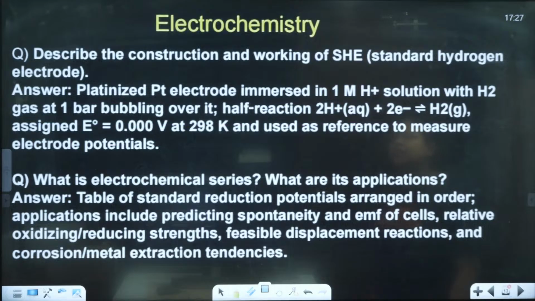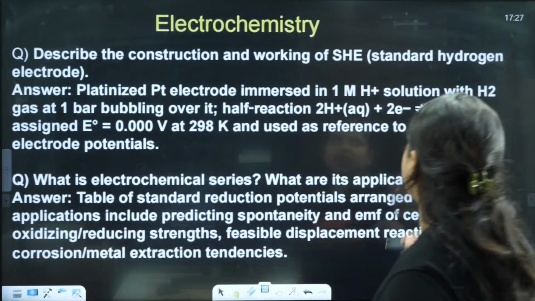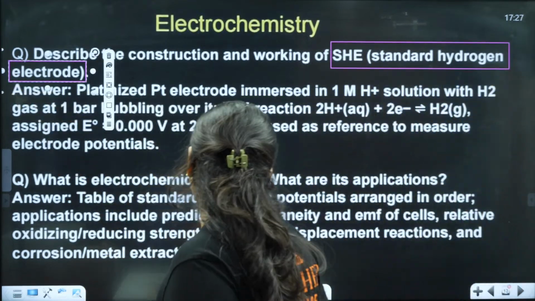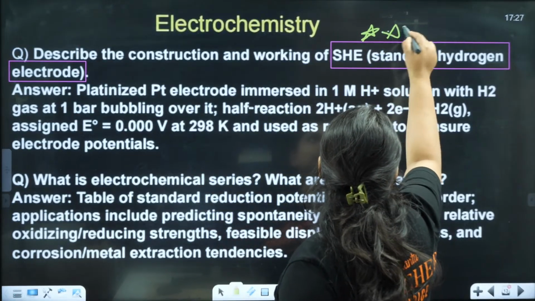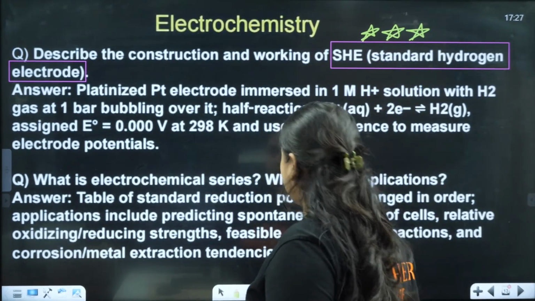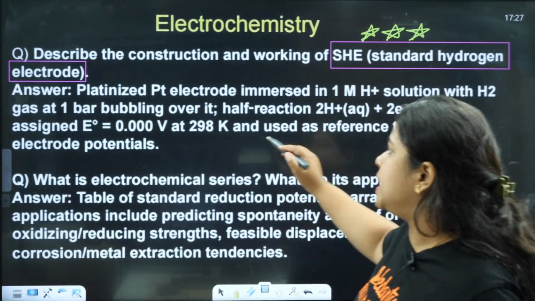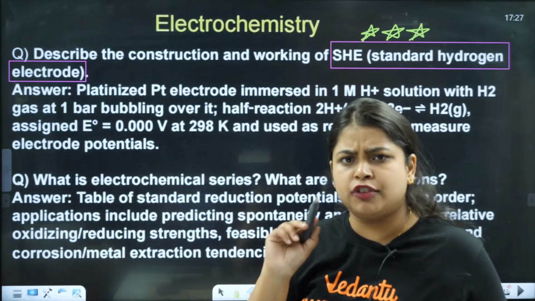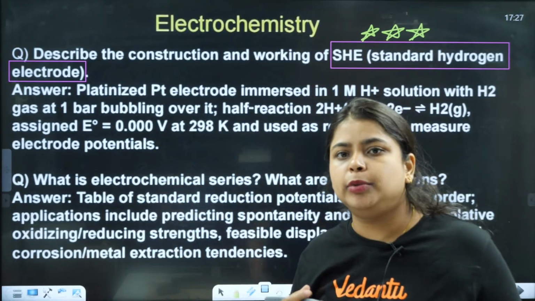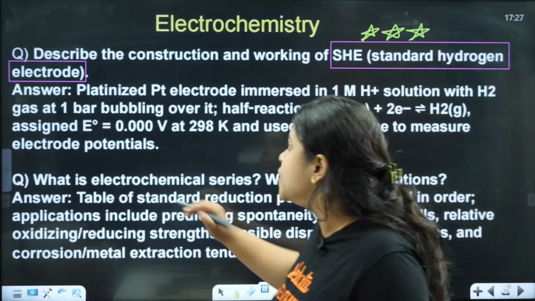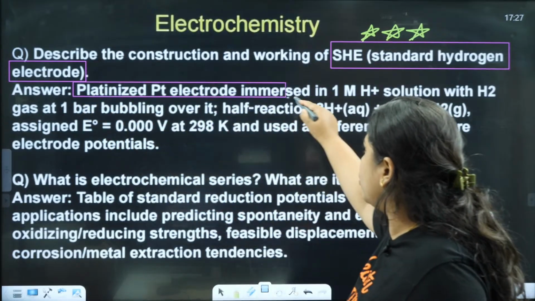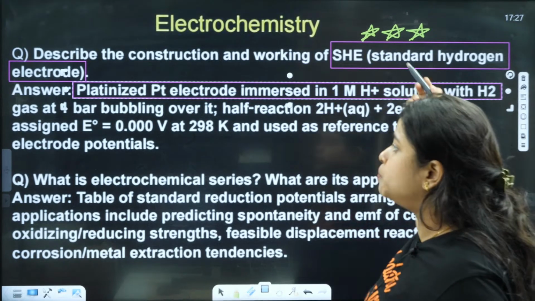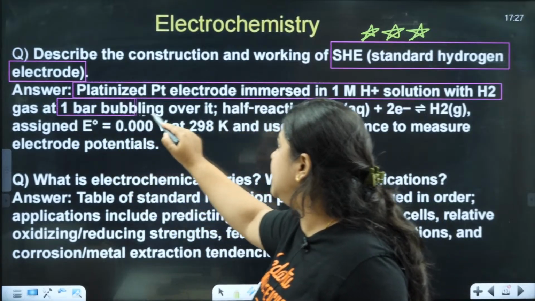Describe the construction and working of the standard hydrogen electrode. This is very, very important, guys. This is going to come a lot of times, it has repeated many times. Take a platinized Pt electrode, painted black, because it is more effective than other metals. The platinized Pt electrode is immersed in 1 M H+ solution with H2 gas at 1 bar bubbling over it.